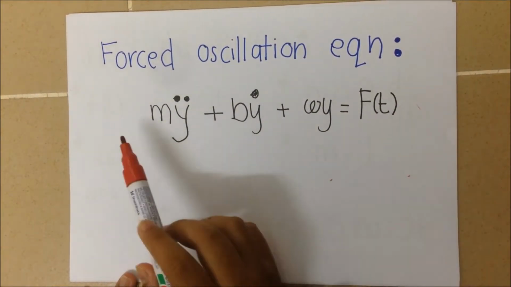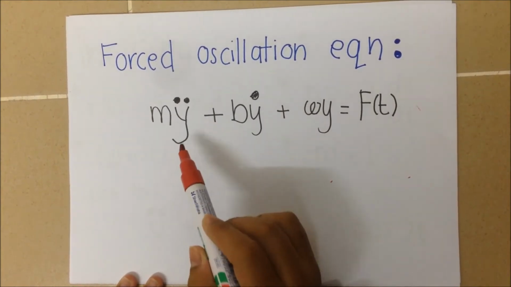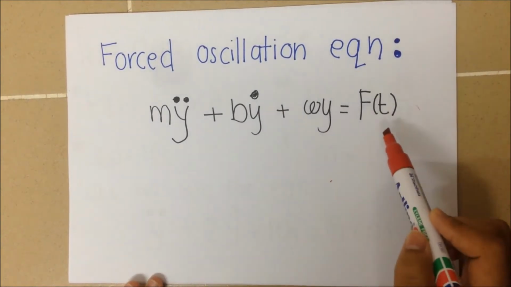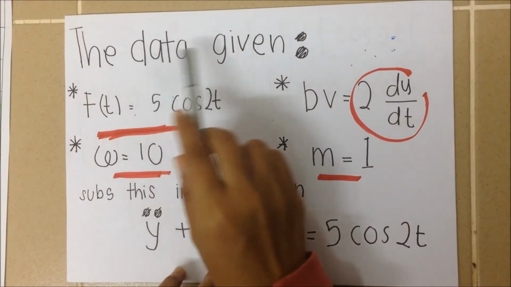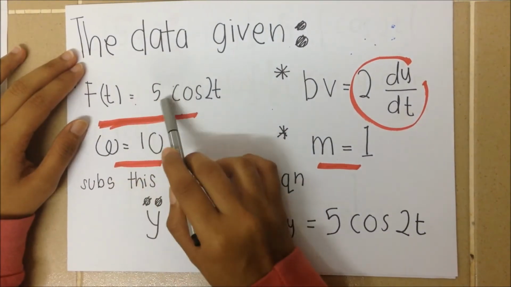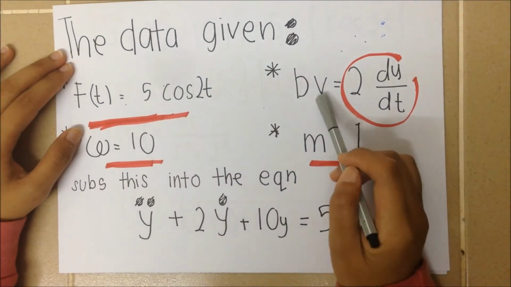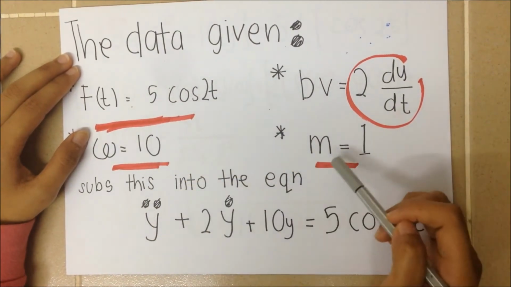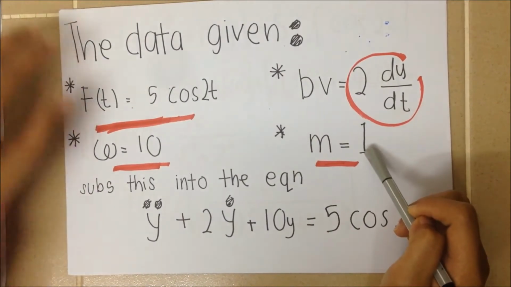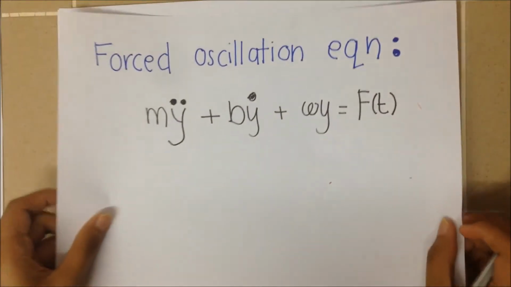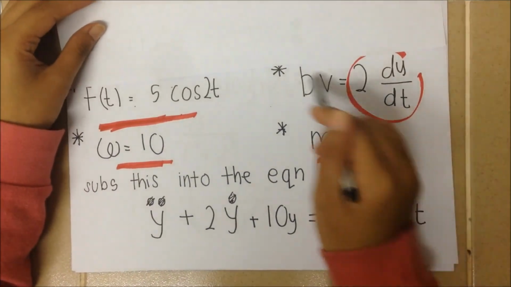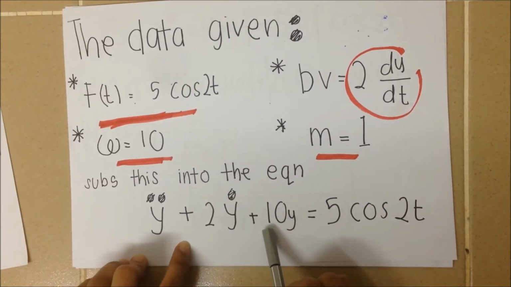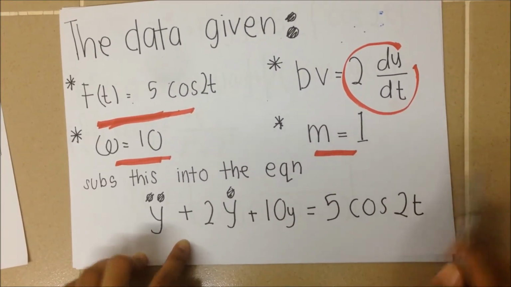This is the equation for forced oscillation: m y'' plus b y' plus k y equal to F(t). Based on the equation and the data given, F(t) equal to 5 cos 2t, the damping term is equal to 2 dy/dt, k equal to 10, and m equal to 1. Based on the forced oscillation equation, we substitute these in. So, y'' plus 2y' plus 10y equal to 5 cos 2t.